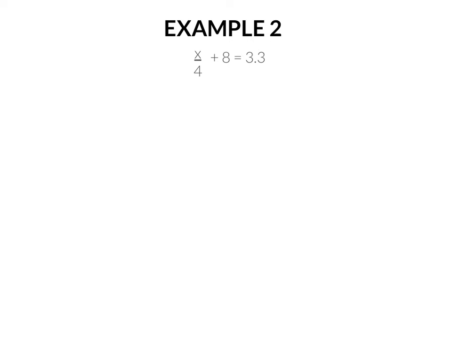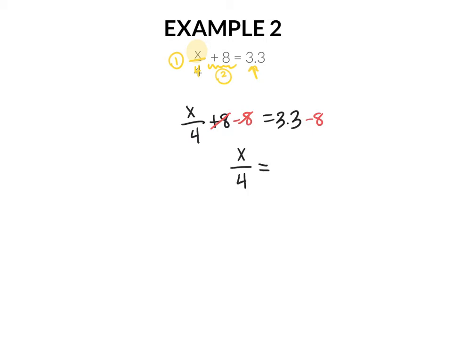For example 2, I have some number x, and the first thing that happened is it was divided by 4. That's first, and then the second thing that happened was we added 8 to give me my final answer of 3.3. So x divided by 4 plus 8 equals 3.3. The first thing I'm going to undo is that plus 8. My inverse operation is then to subtract 8. And if I subtract it from one side, I have to also subtract it from the other. I'm left with x over 4 equals a negative 4.7.